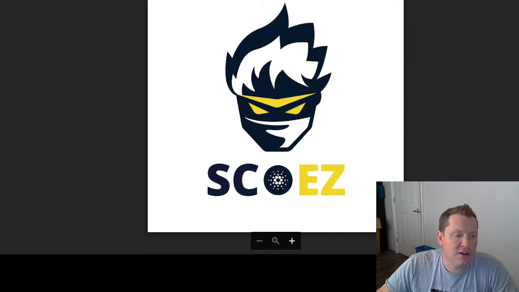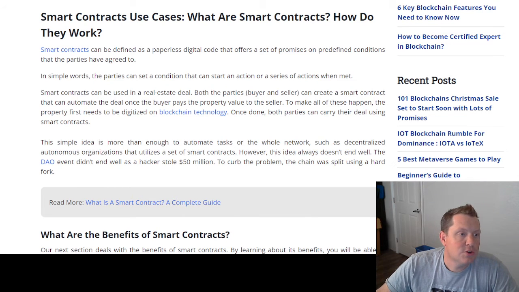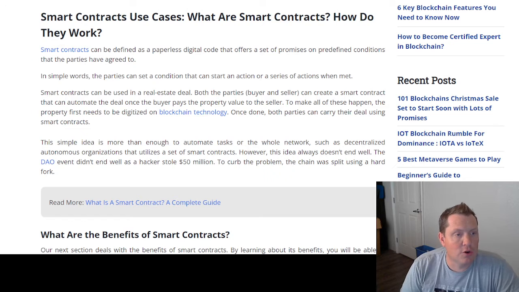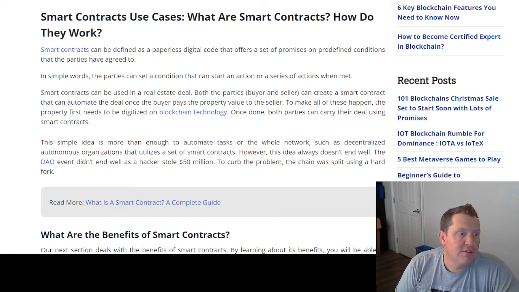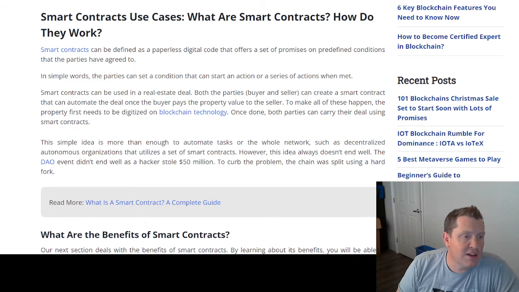All right, so let's dig into smart contracts and talk about these a little bit today here. Smart contracts can be defined as a paperless digital code that offers a set of promises or actions based on predefined conditions that the parties have agreed to. So in simple words, the parties can set a condition that can start an action or a series of actions when met. Smart contracts can be used in real estate deals. Both the parties, buyers and sellers, can create a smart contract that can automate the deal once the buyer pays the property value to the seller.